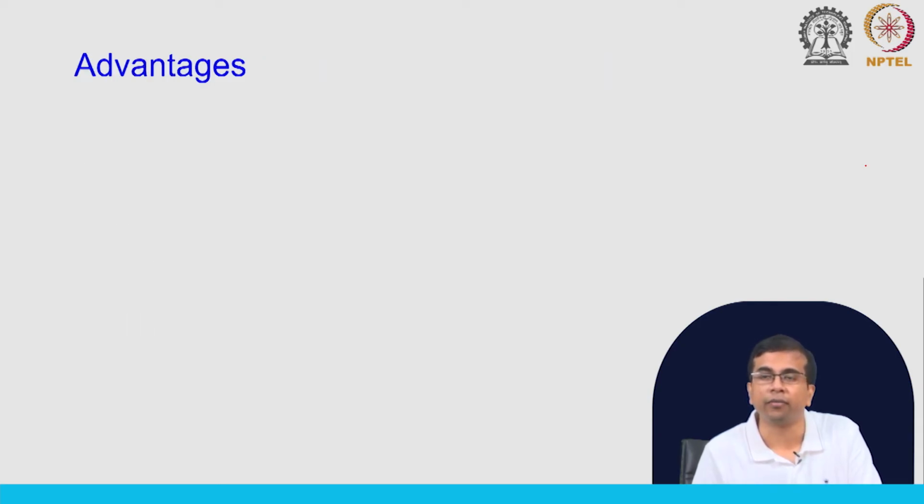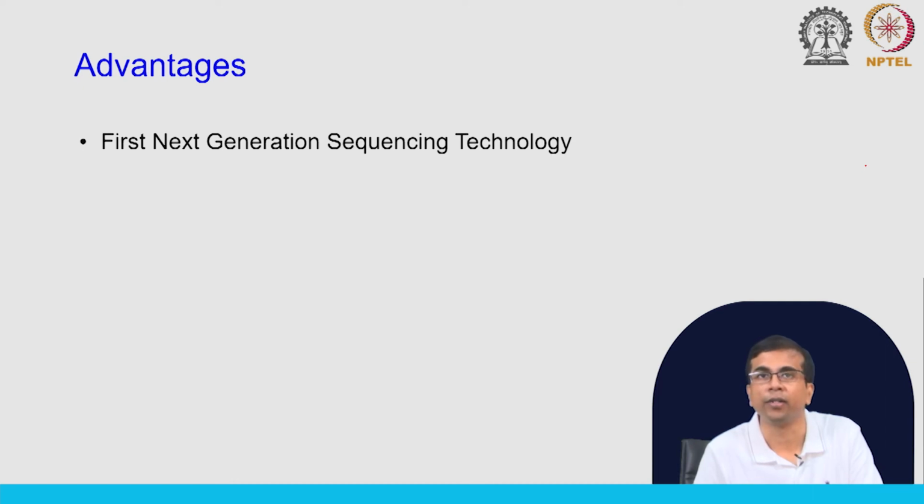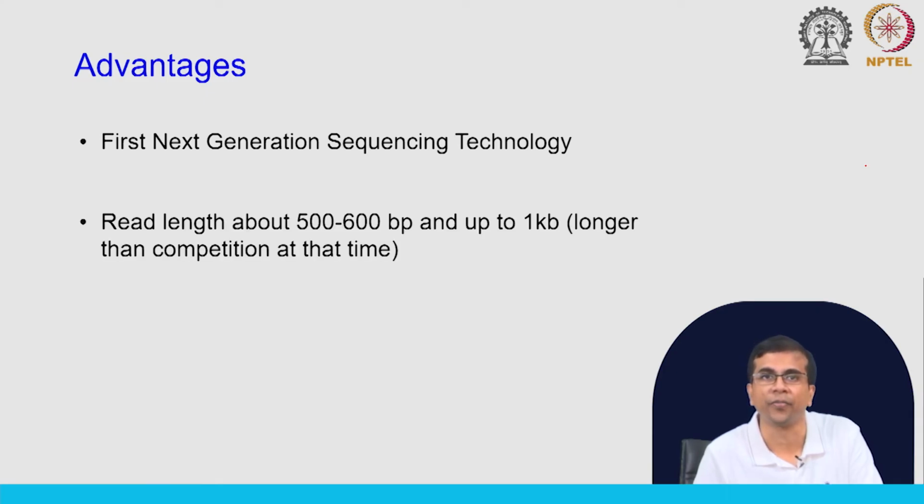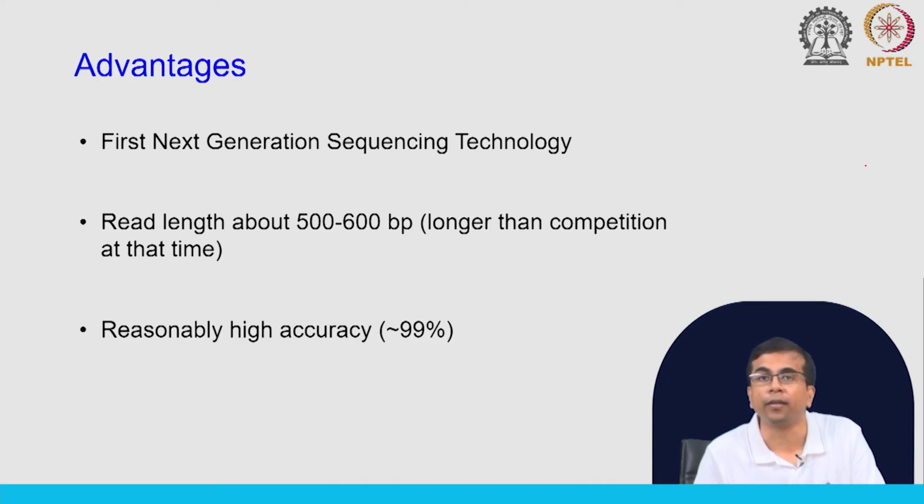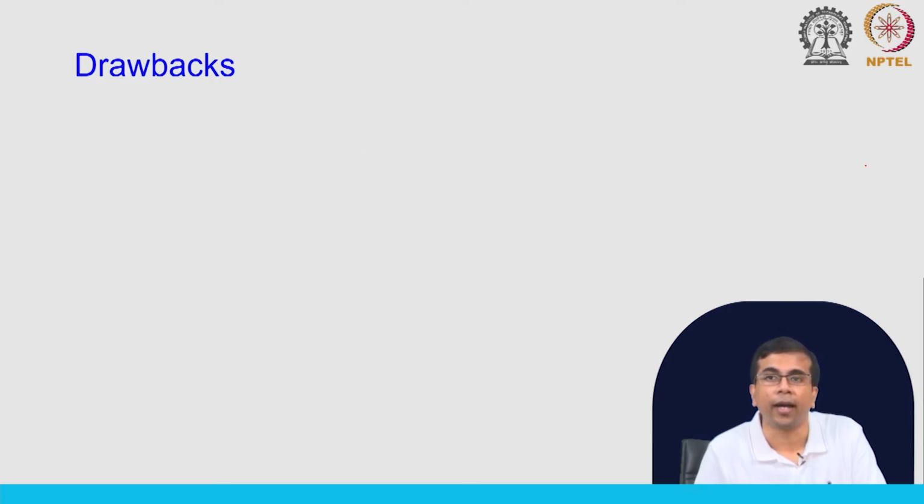What are the advantages of 454? This was the first method, as I mentioned. So, it had tremendous popularity, and there was a lot of research work done using this technology. The read length was about 500 to 600 base pairs and up to 1 kb in some cases, and this was longer than the competition at that time. On average it was around 500 to 600 base pairs. It had reasonably high accuracy, about 99%. That is quite good, so you had only 1% error in the data, but it also had some drawbacks.